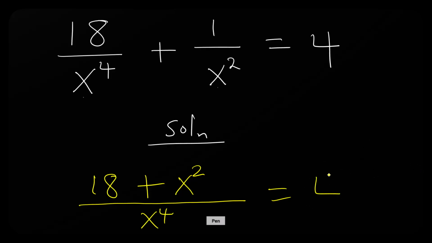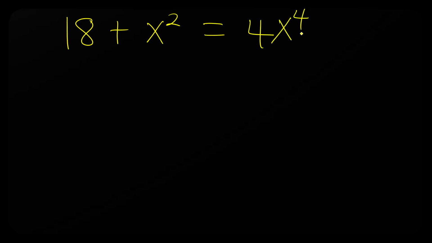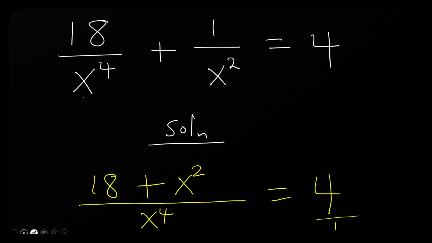So we have 4 here. Okay, so we can do cross multiplication. Make this side over 1 and do cross multiplication. So my next step will be 18 plus x squared, equals 4x to the power 4. So this one will just multiply that.